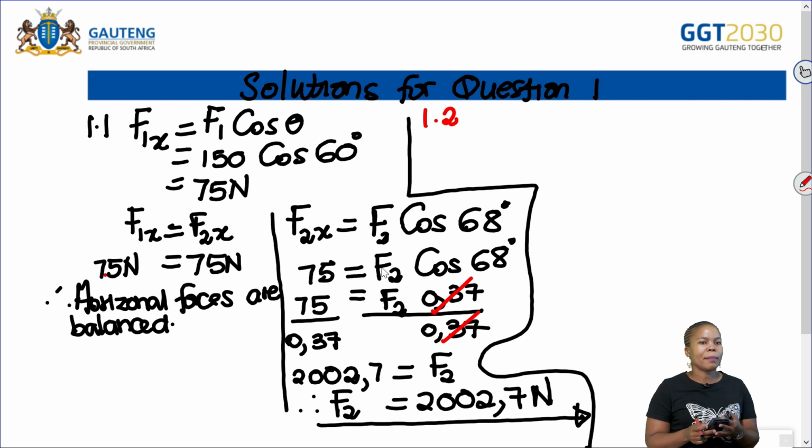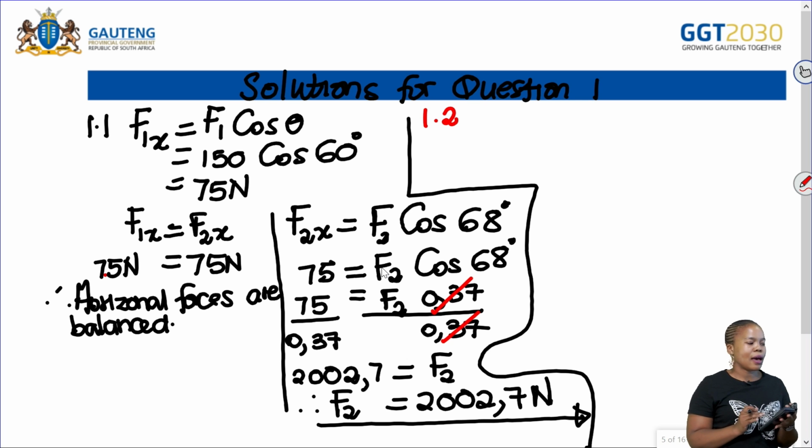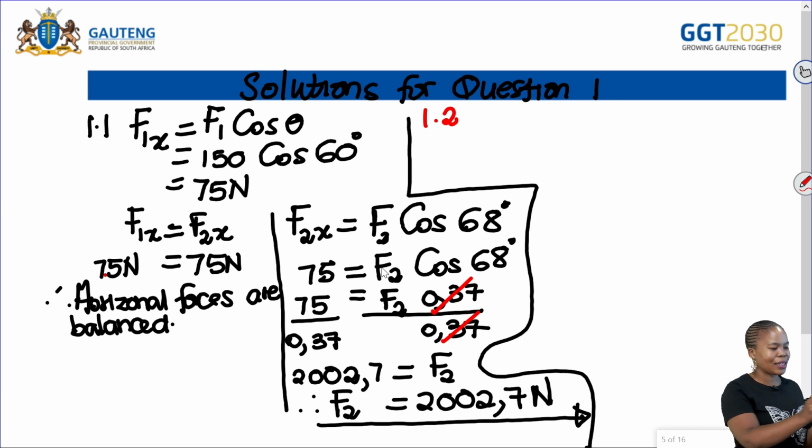Let's just double check the ones that we had over there. Remember, we just want to double check our answer here so that we know we've got the correct force for F2. We had cos 68, which gave us 0.37, and then 75 divided by 0.37, which gave us 202. This is what is missing in here, a 202, not 2002. So it's just a minor glitch over there. 202. Let me use the same pen.